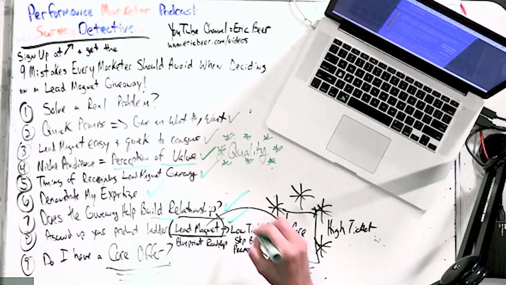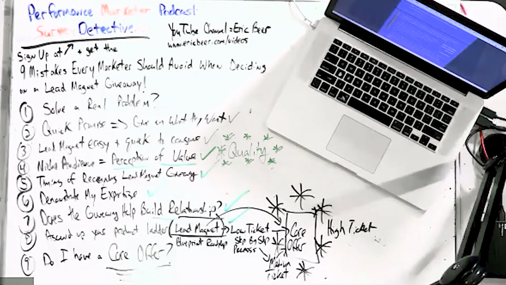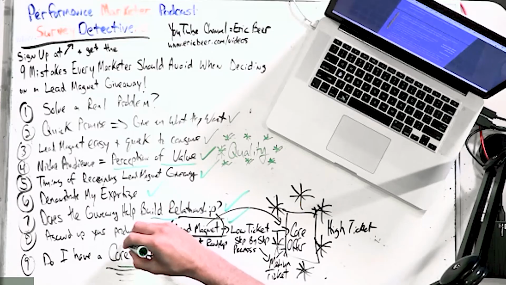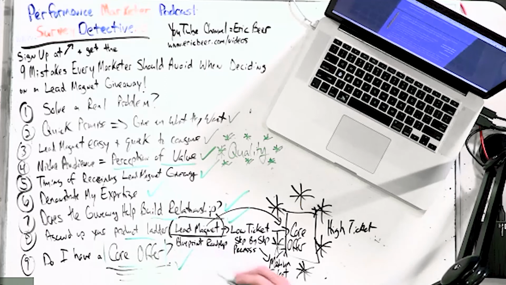Number 8, you want to make sure whatever you're giving away allows you to ascend them up the ladder. So you want to ask yourself, whatever I'm giving away, is that a good first step into what I'm trying to get them to do later down the road? Okay? And number 9 is you need to make sure that you have a core offer. Okay? Because you're going to work backwards off your core offer to create your lead magnet giveaway. So these are the 9 steps you want to follow. You want to ask yourself these questions when you're giving away something as a lead magnet.